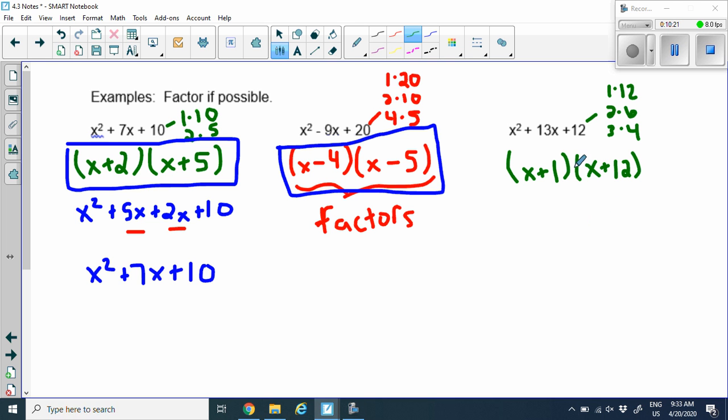And don't forget, you can switch that. So if you have the answer of x plus 12 and x plus 1, that works as well. The order of that does not matter.